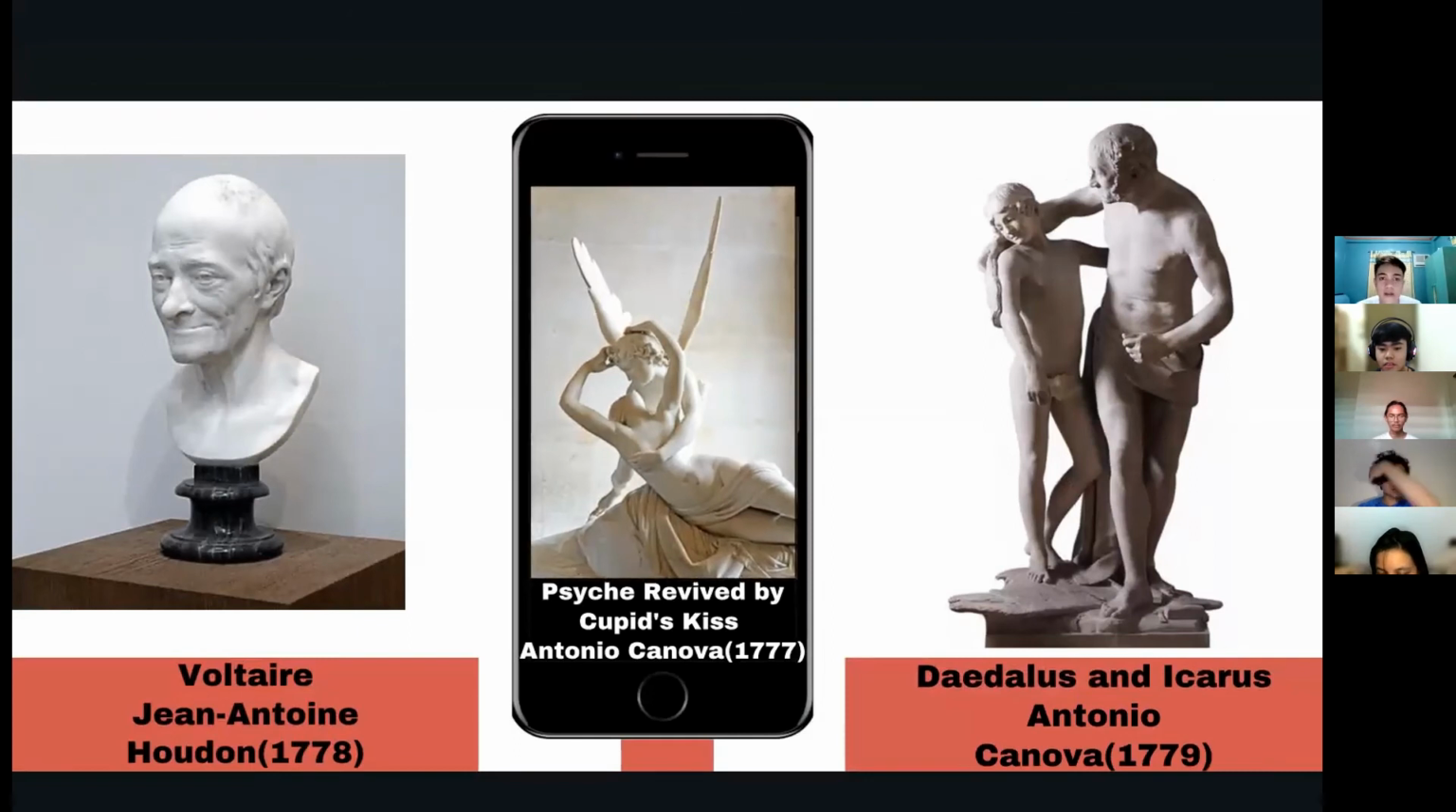Thank you, Ryuta. Now I am presenting you some busts or sculptures from Neoclassicism. First is the work of Jean-Antoine Houdon. He is a great sculptor of the French Enlightenment. He was renowned for his portraiture, which earned him recognition.